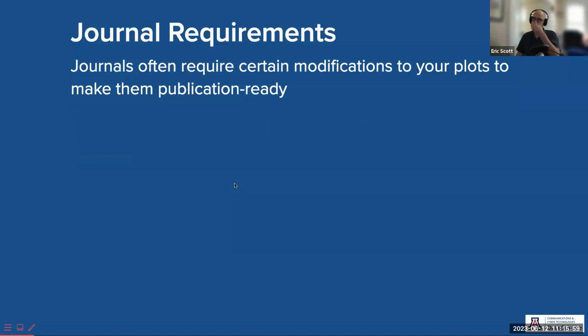Cool. So journal requirements. Journals often, so this is all about publication quality graphics, data visualizations, right? And so a lot of times what that means is there are certain requirements from whatever journal you're submitting a manuscript to or hoping to submit one to. And so what are some of those requirements that you've run into or expect to run into? Font size, yeah, I see font size in the chat. We'll talk about that today.